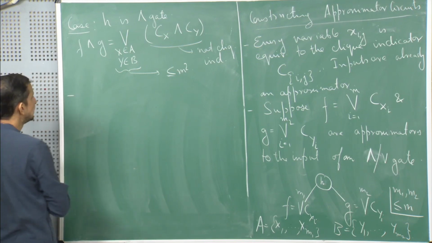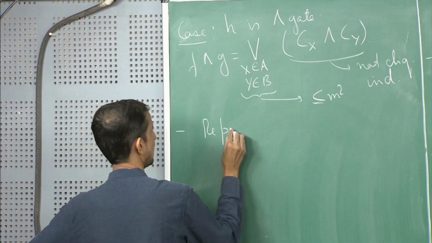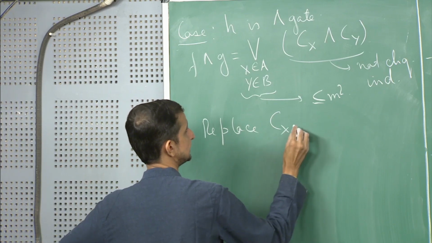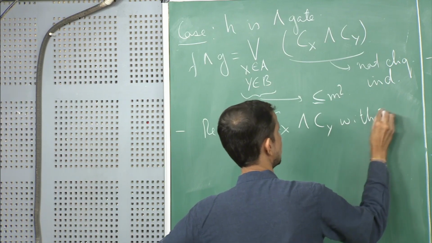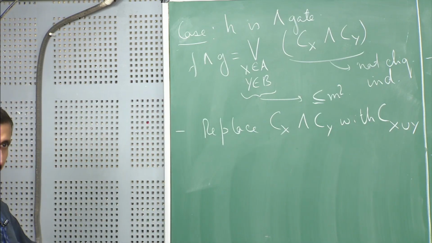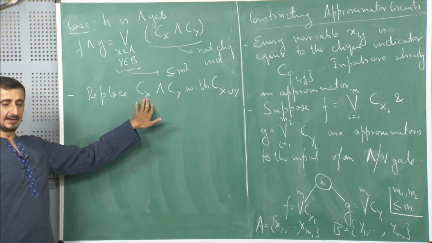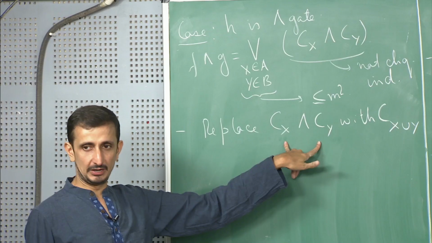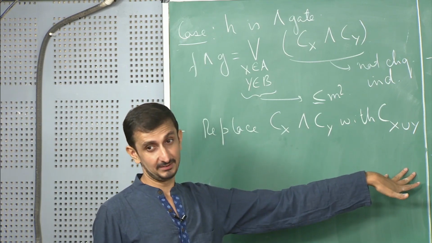The first part can be handled using the following approximation. We will replace Cx and Cy with C of x union y. Essentially this is asking for a lot more. Here, x has to be a clique and y has to be a clique for this to evaluate to 1. Here, what we are saying is that the union of x and y has to be a clique.